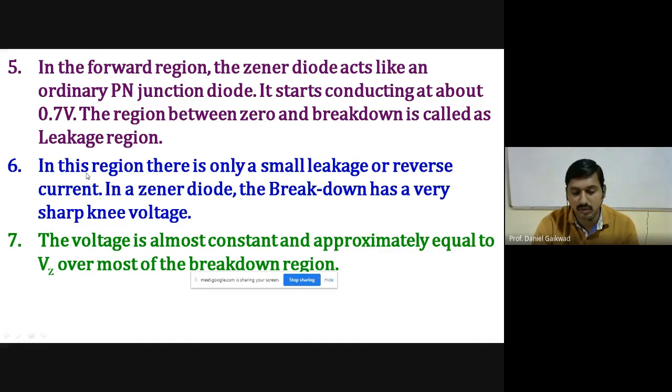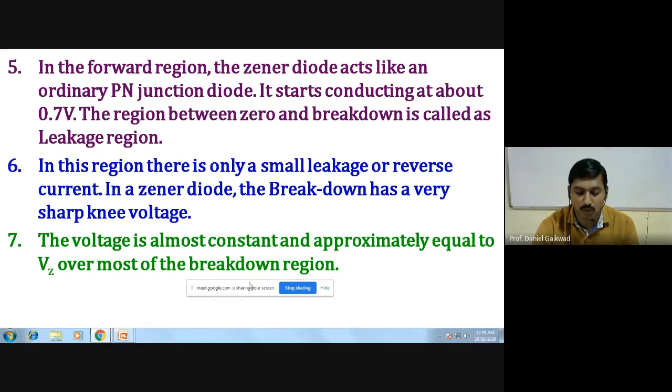Now number 6, in this region there is only a small leakage or reverse current in the Zener diode. The breakdown has a very sharp knee voltage, but at breakdown the current suddenly increases to a maximum value, and that condition is called breakdown. So in reverse bias, Zener has a particular voltage. At that voltage, the current suddenly increases, and that condition is called the breakdown. Okay, so we have already learned this in the 11th standard. Just go through the 11th standard syllabus and check the working of this Zener diode, how it works and how it differs from the ordinary PN junction diode.